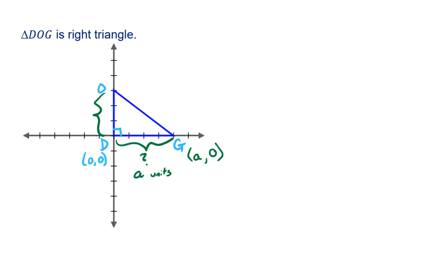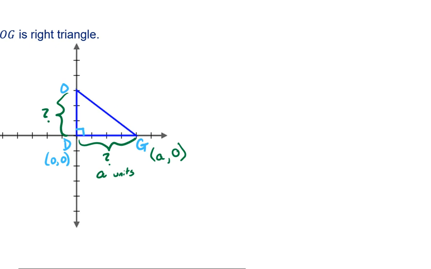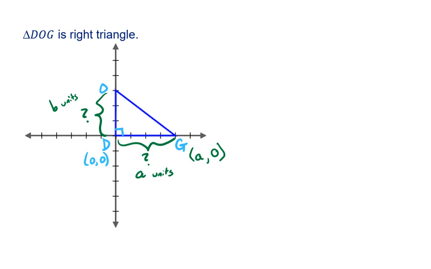For the length of OD, I don't know how long that is either. I don't even know if it's the same as DG because I don't know if this is isosceles. So this is another unknown value, which means I need a variable. But because I don't know if it's the same as DG, I have to pick something that's not A. So I'm going to say that this is B units long. So that means if I move up from D, the X coordinate does not change. The Y coordinate, I do B plus 0. And O is at the coordinates 0, B.